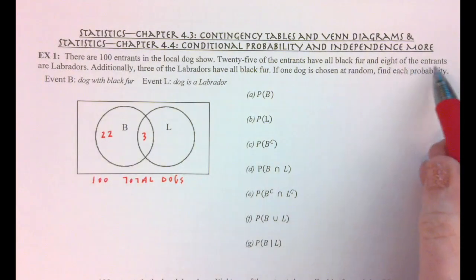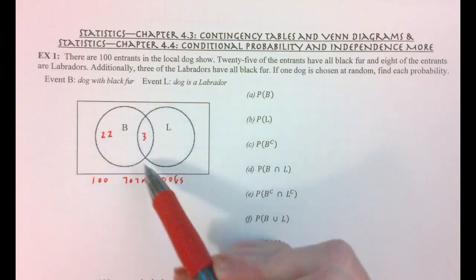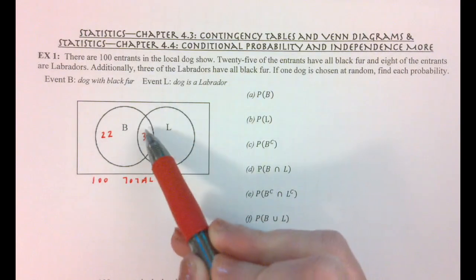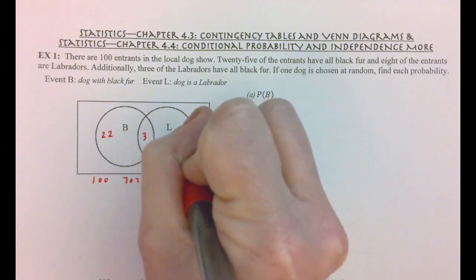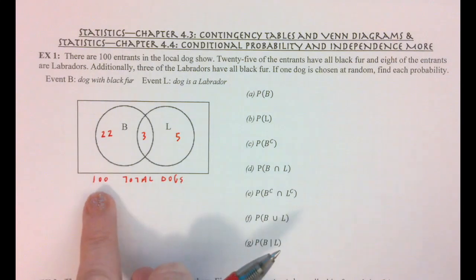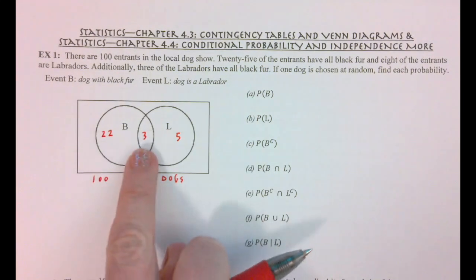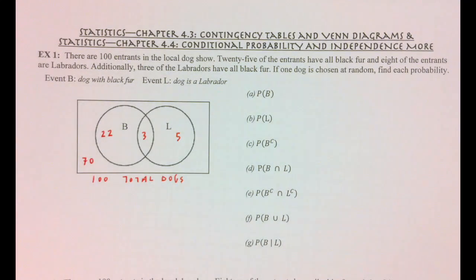Okay, 8 of the entrants are labs. So this entire circle needs to add up to 8. So I need to take out the 3 that have black fur. 8 minus 3 leaves me with 5. So 5 labs that do not have black fur. So then what's left over? If I take 100 and subtract 22, 3, and 5, I have 70 dogs that are neither of these two things. They do not have black fur. They are not labs.